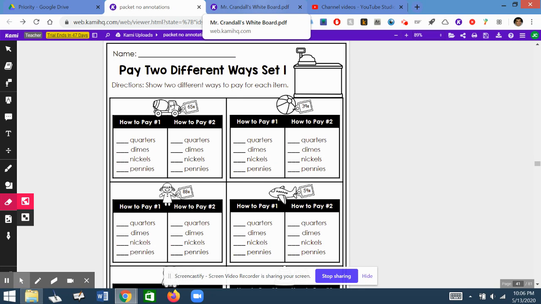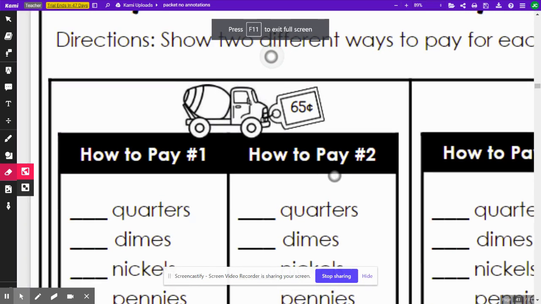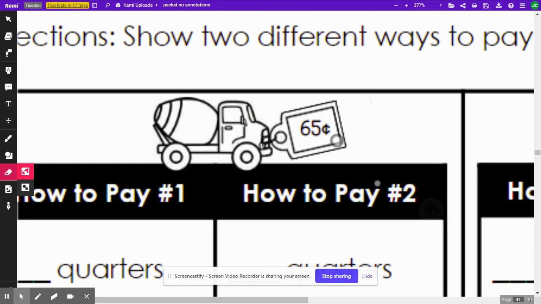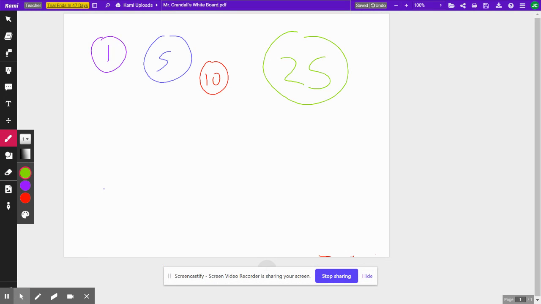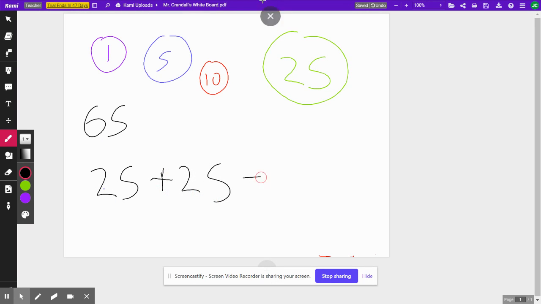The number they want us to pay is 65. That's the first one right there. Remember, the number we're going for is 65. So we start with the biggest coin first and see how close we can get. 25. Is that 65 yet? Nope. Plus 25. 25 plus 25 is 50. 50 plus 25 is 75. Oh, too big. So that right there is 50. Now we need 15 more cents.